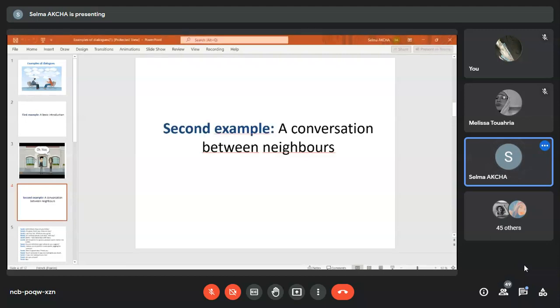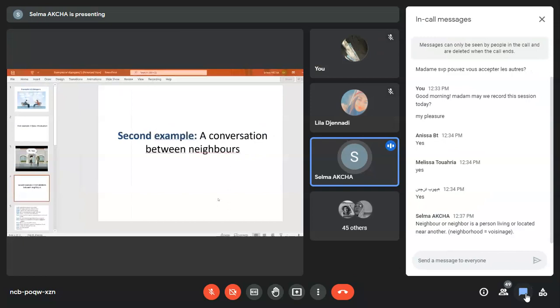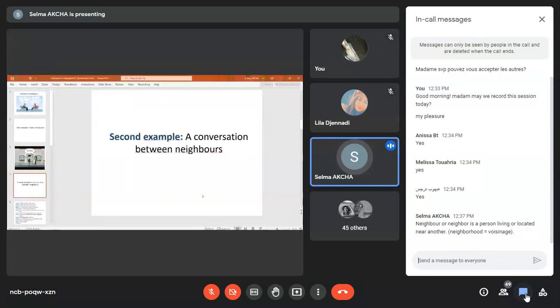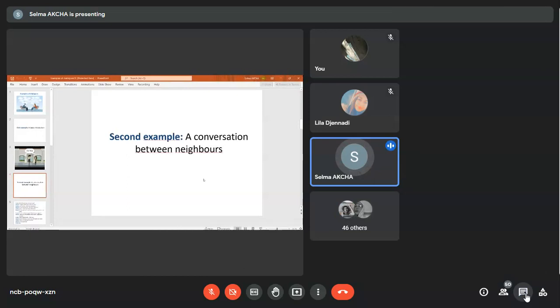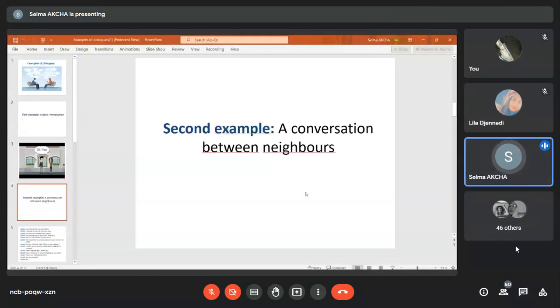Second example, deuxième exemple, a conversation between neighbors. I told you I will try to teach chemistry and maybe some French, okay? Because you need French. You study in French. You will have to do a thesis defense, a soutenance, in French. And of course, you need English for all the other things, maybe for your interview, maybe for a scientific meeting, maybe if you do research you need French and English at the same time, okay? Second example, a conversation between neighbors.